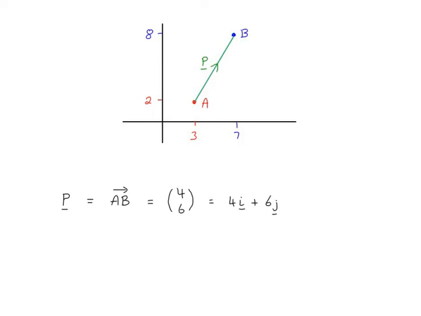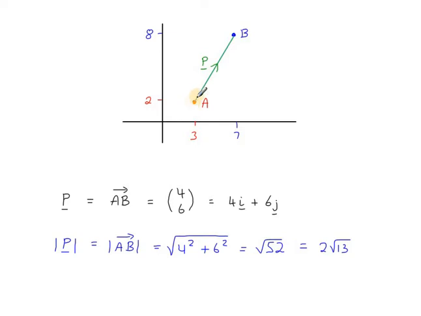So in column vector form, we're going 4 units in the x direction, from 3 to 7, and then we're going 6 units up in the y direction, from y equals 2 to y equals 8, 6 units. And we can write this in component ij form as well, so 4i plus 6j.